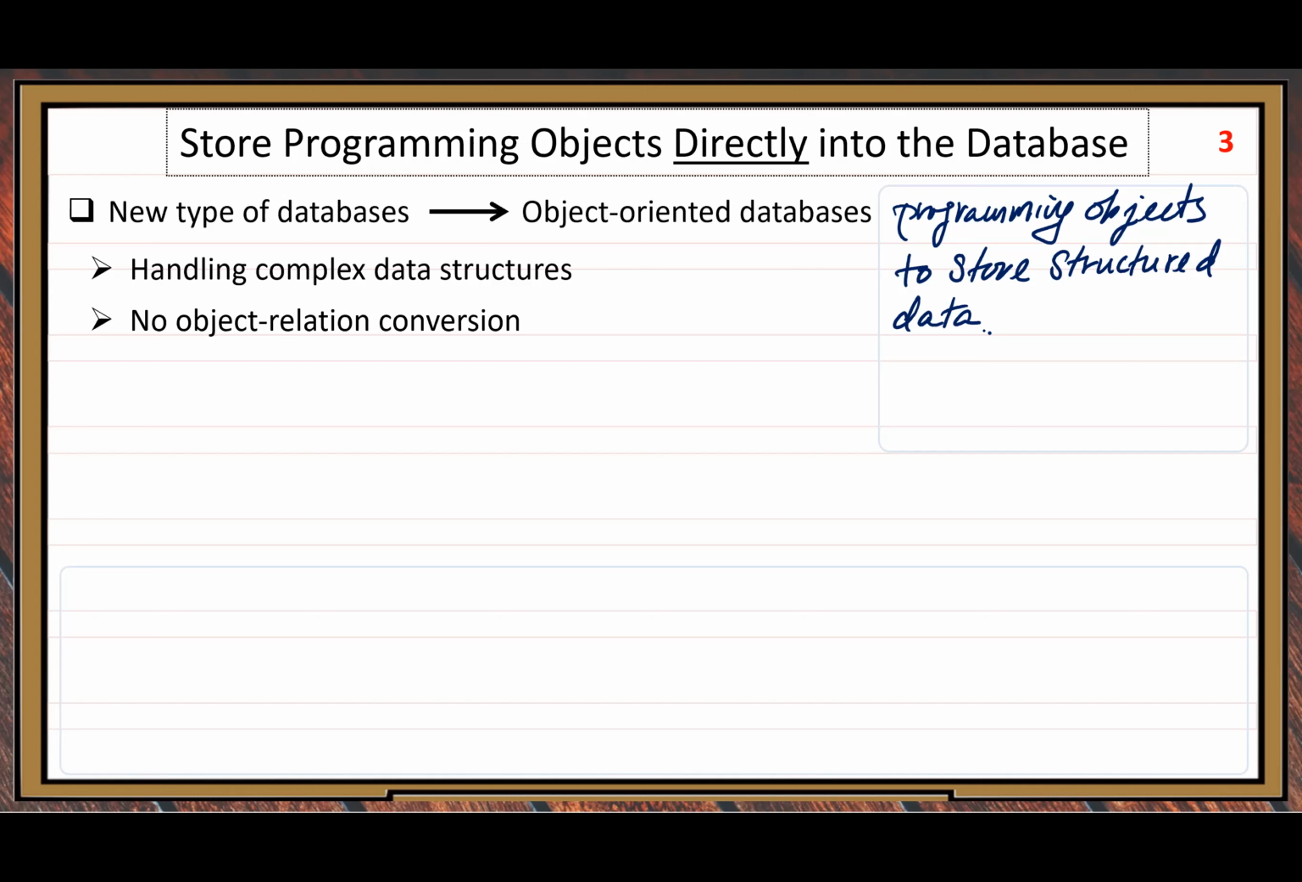No object relation conversion. Now think about this: object relation. What's the relation? Relation means table, as I mentioned before. Now, in order to store a programming object into a table, think about the goal of certain people. Who are those people?